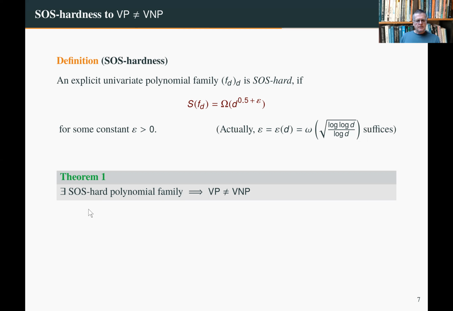We show that when there exists such a family that is hard in this sense, then this separates VP from VNP. This looks a bit surprising, because what we want seems to be just trivially larger than the lower bound we have. So it seems this should be achievable to show.